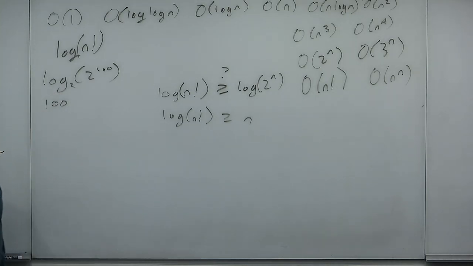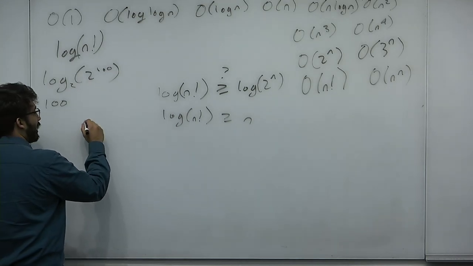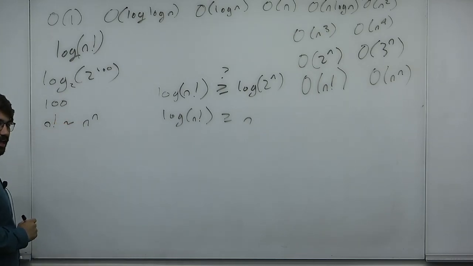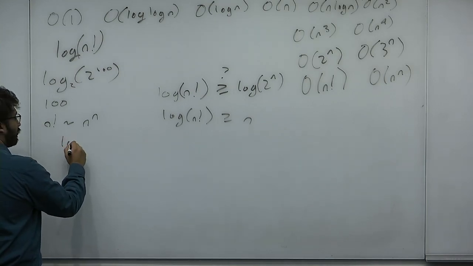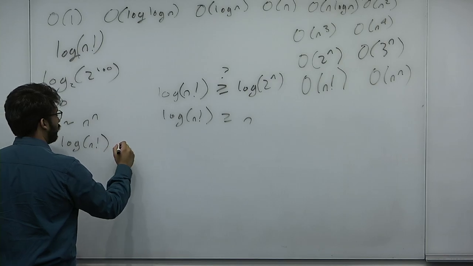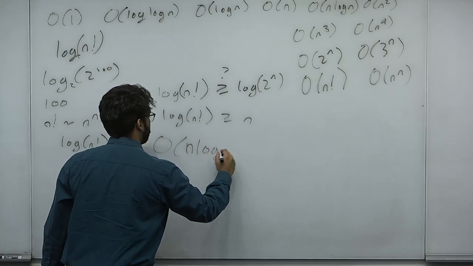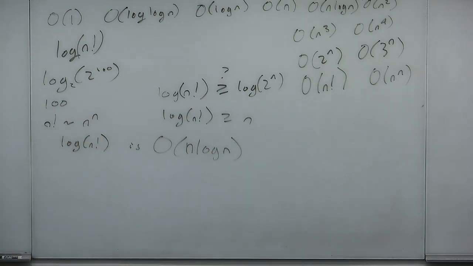But by how much? We won't prove this in this class, but by Stirling's approximation, n factorial is almost n to the n. Whatever terms are there actually vanish when you take the log. So log of n factorial is actually O of n log n. That is unexpected to your intuition, I think. And the reason I'm mentioning it is that it's something that requires proof. You can't just say big, small, and then hope for an answer. That, I think, is kind of surprising.